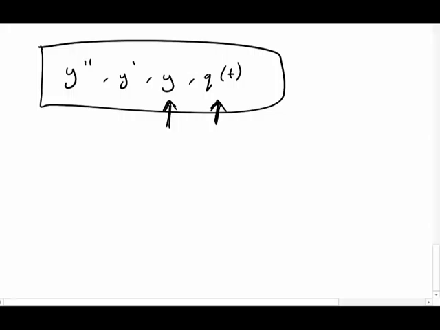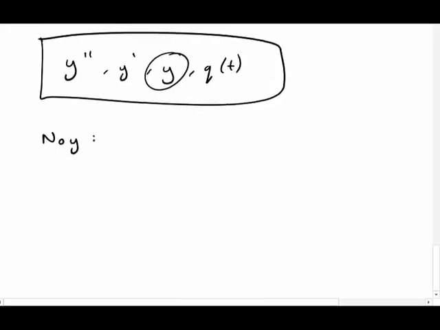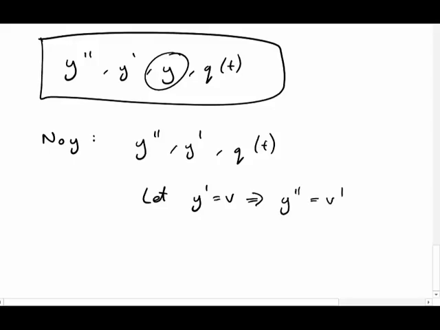So the first case we considered was no y. If there's no y, in other words, if that was missing, then what we had was the second derivative, the first derivative, and the function involving t. Then all we did is make a substitution, so we let v equal y dash. So y dash equals v. Then the second derivative is equal to v dash, and we just make that substitution in there. And then we just solve that, usually by integrating factor.